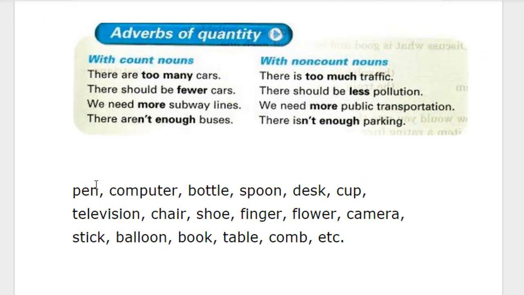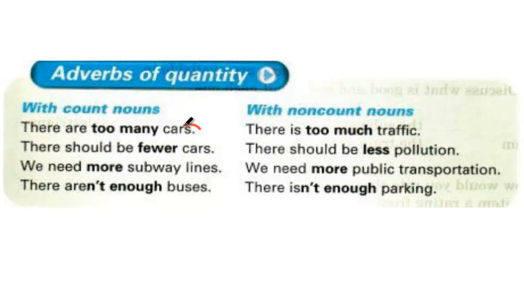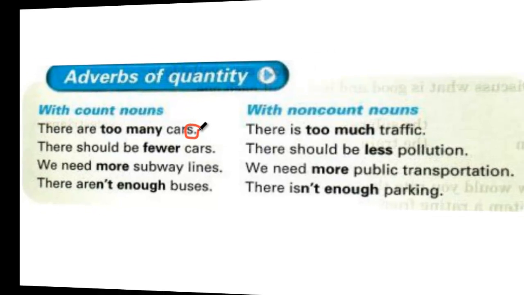Let me give you an example of other nouns that we can easily count. For example, we can count things like a pen, computer, a bottle, a spoon, desk, a cup, a television, a chair, shoe, a finger, flower, camera, stick, balloon, book, table, etc. Another thing that I would like to mention about count nouns is that we can easily change these count nouns into plurals by simply adding an S.